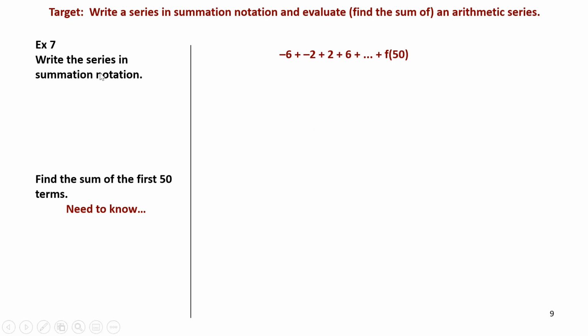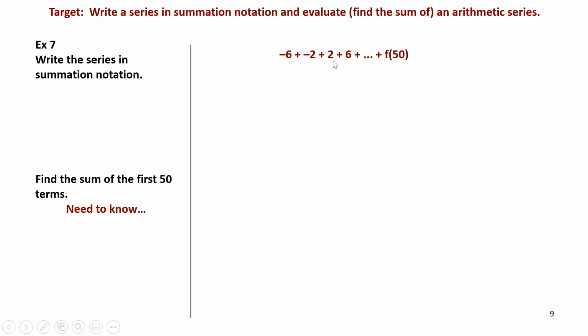This one says, write the series in summation notation. Now, when it says write a series in summation notation, what I need to know is what is the explicit formula, okay? That's the formula that goes right next to that sigma sign. And I need to know how many terms. Now, if you look at my series over here, I've got -6, that's a sub 1, -2, 2, 6, and you can already probably start to figure out that we're adding 4 each time here. Okay, so that's the easy part about this one. We're going to add 4.